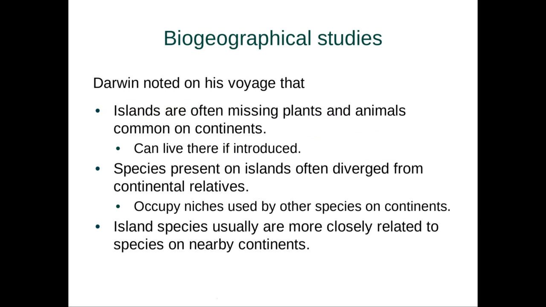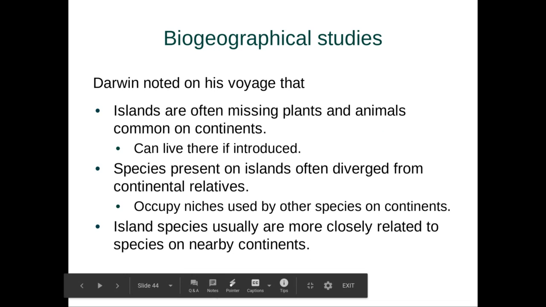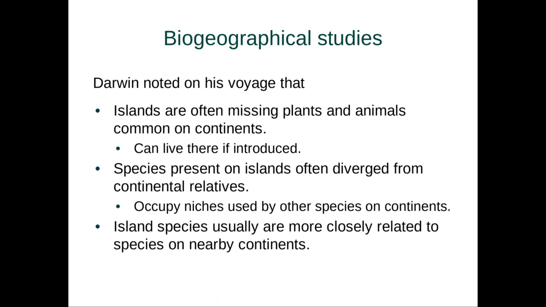Now, Darwin himself actually used biogeography. On his voyage, Darwin noted a couple things. Islands were often missing plants and animals that were common on continents, but could live there if they were introduced. So if I took a pine tree and dumped it on an island that didn't have pine trees, well, the pine tree could probably live there. Now, species present on islands often diverge from their continental relatives. So we have a slightly new piece of terminology here, which we call a niche or niche. You can call it whichever you want. I prefer niche. I think niche sounds weird, but they mean the same thing.